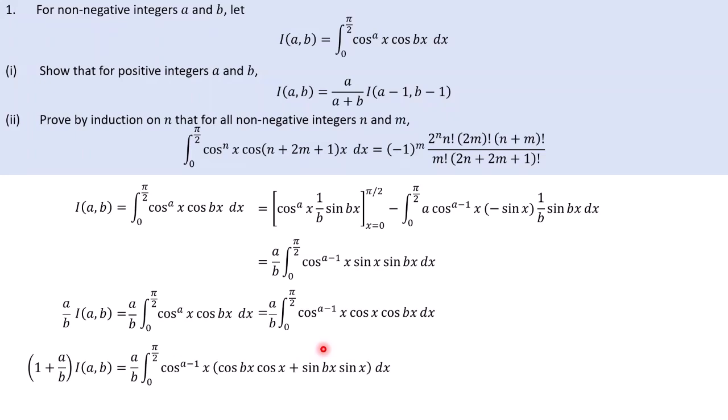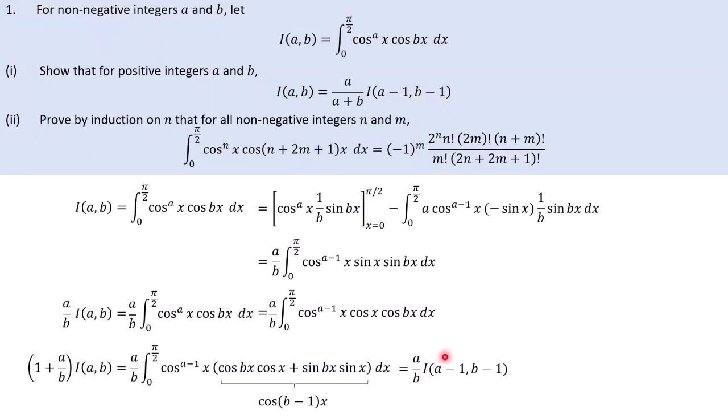So very good. Now we can actually apply our trigonometric identity as we wanted. And yes, this is actually cosine b minus 1 x. So we have found a way to actually move the b down to b minus 1. And indeed, the right hand side here is just a over b.